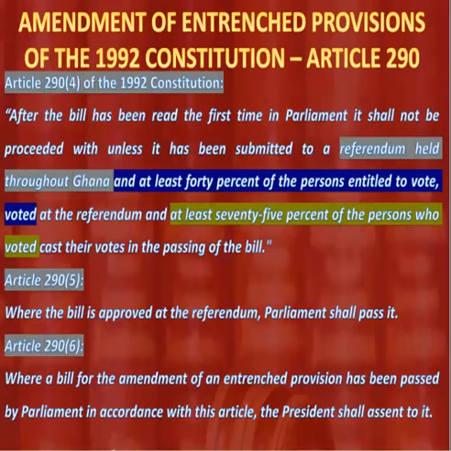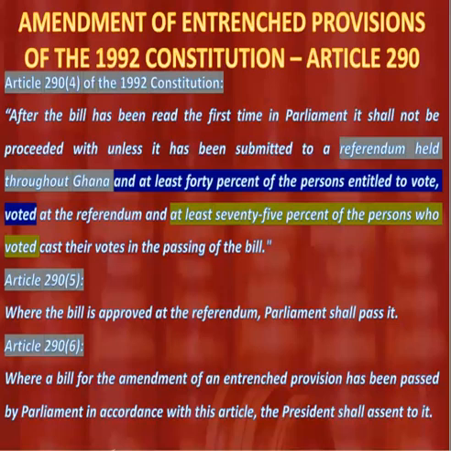Parliament shall pass it. And then finally, when Parliament passes it, look at what Article 290, Clause 6 says, that where a bill for the amendment of an entrenched provision has been passed by Parliament in accordance with this article, the President shall assent to it. President, you don't have a choice. If the entire people of Ghana have voted and we say we amended, what power do you have as President to say you don't approve of it?